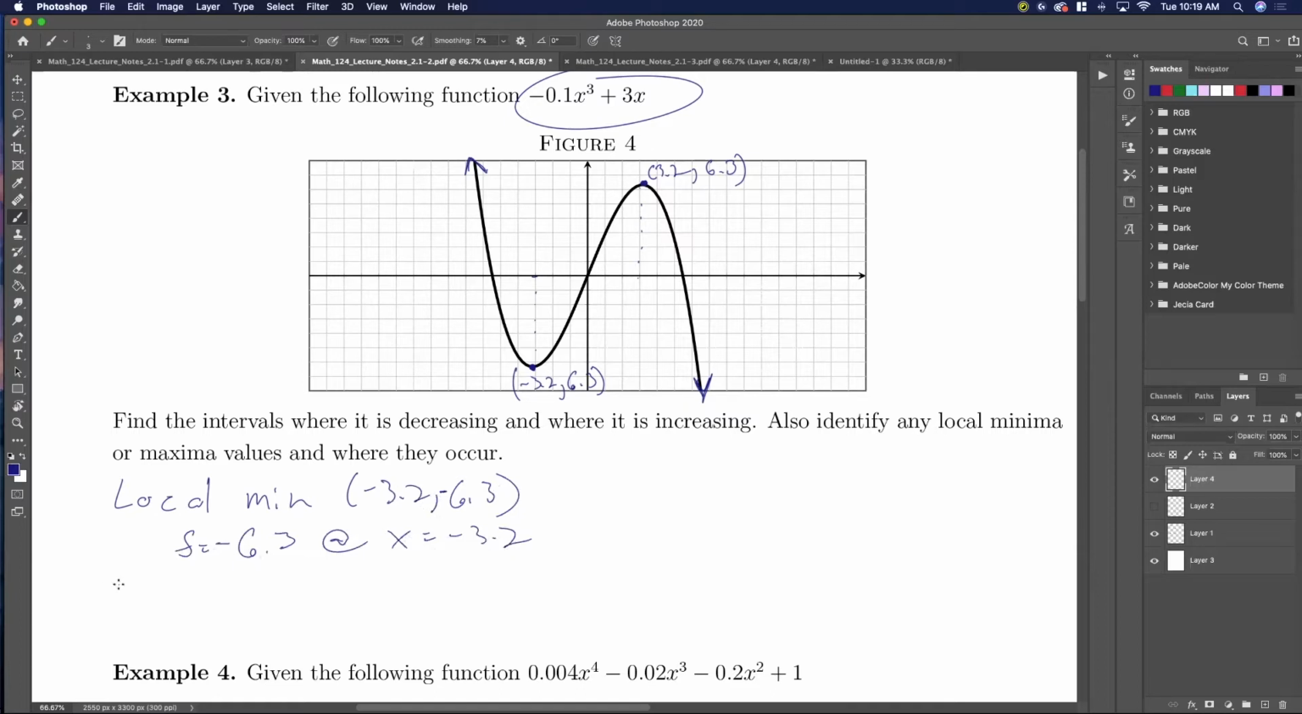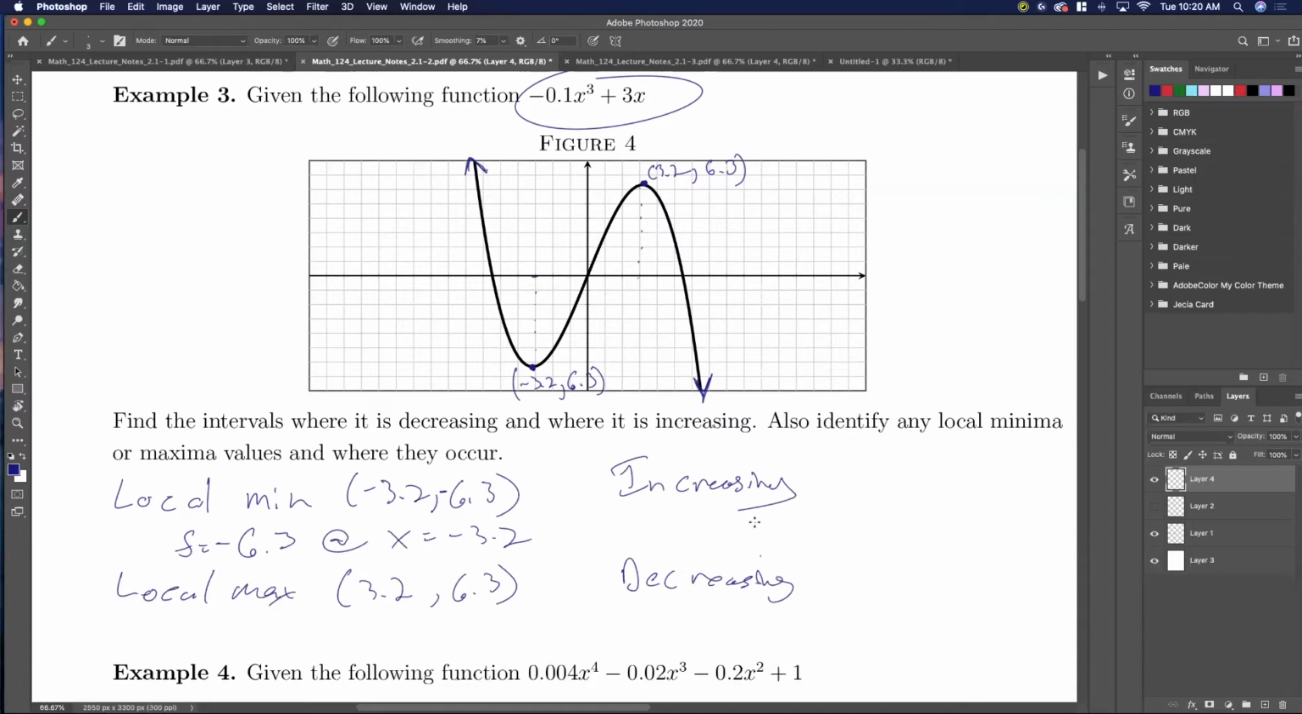So I've almost used the points. So our local max here is this point. So it's 3.2, positive 6.3. So here I've identified my local mins and a max. And the reason I do the mins and max first is because once I know this, I know where my function's increasing and where my function's decreasing. So increasing, and then we're also going to do decreasing.